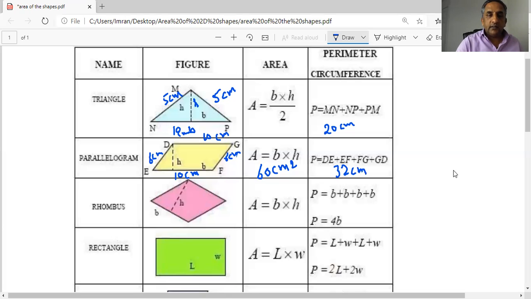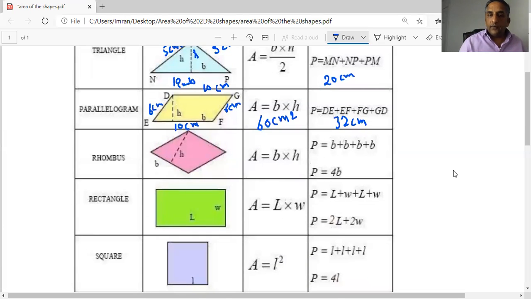Now the next shape is the rhombus. The formula to find the area of the rhombus is B times H. B means a side and H is the height. So side, for example, if the side is 5 centimeter and the height is, imagine, 6 centimeter, so it will be 5 times 6, which will be 30 centimeter square.